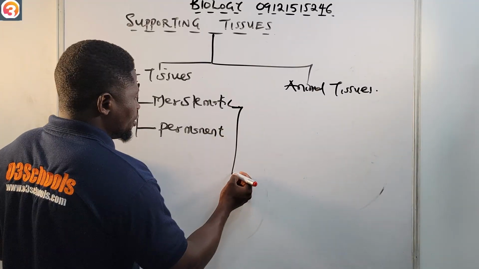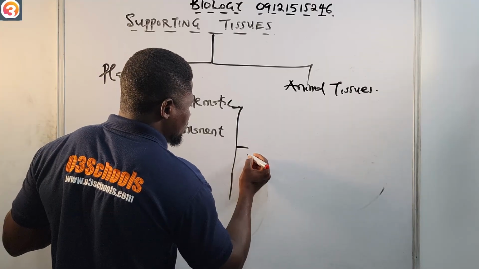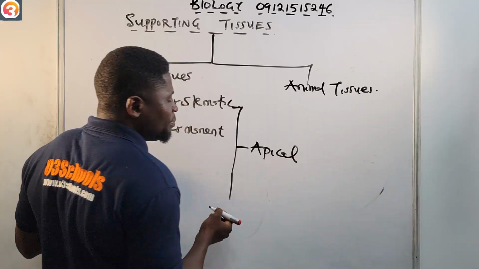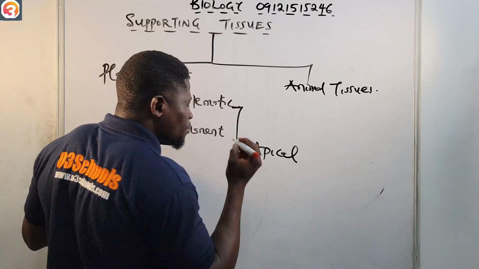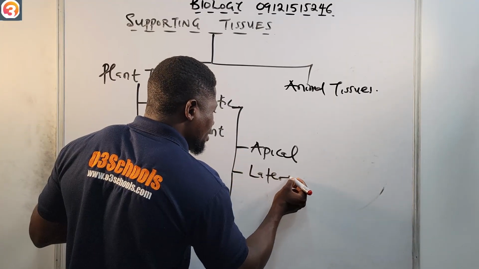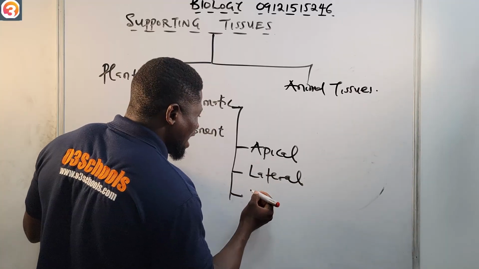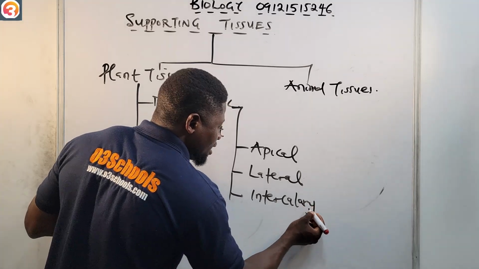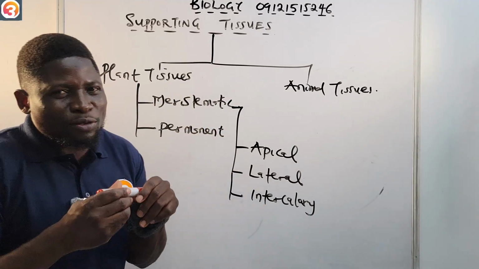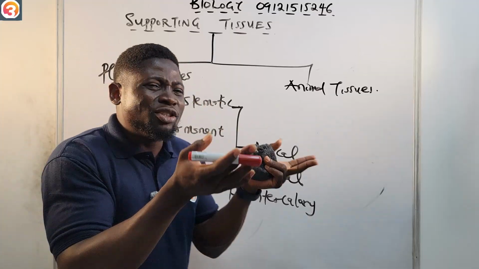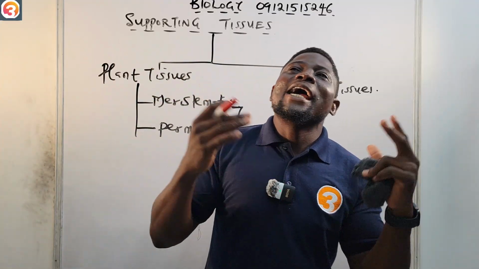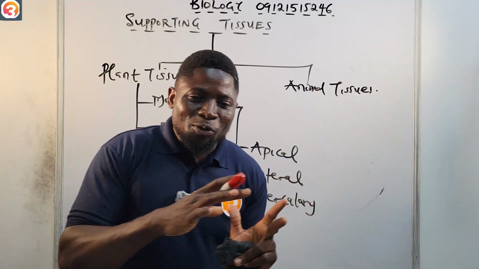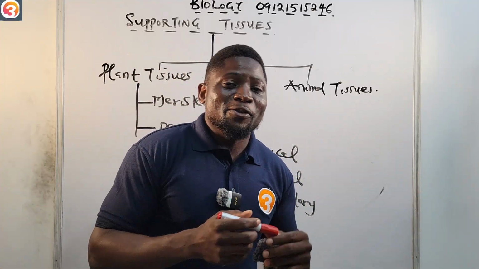Number one, we have the one we call apical meristem. Number two, we have the lateral meristem. Then number three, we have the intercalary meristem. We are going to see all of these very soon. We're just doing an introduction to the topic so that your head will open as you enjoy the beginning of the class. As we continue, it becomes even easier for you to grasp.